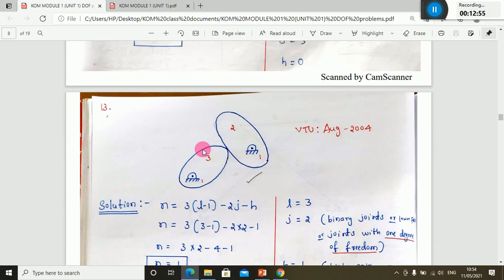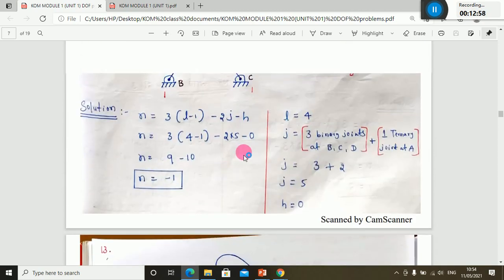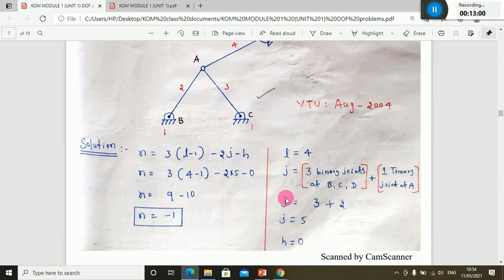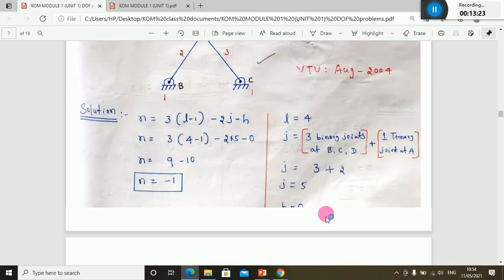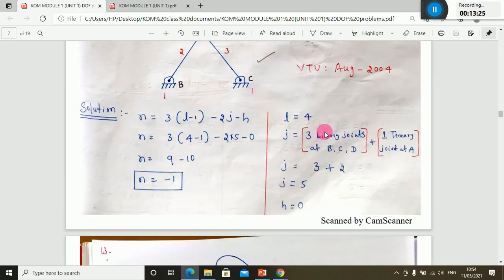Sir, how is J 5, sir? Okay, you're asking how J is 5. As I gave in the definition, J means the number of binary joints. At point B, point C and point D, there are three binary joints. Binary joints means at that point two kinematic links are joining: first link and second link, first link and third link, first link and fourth link. So at points B, C, D, there are three binary joints.